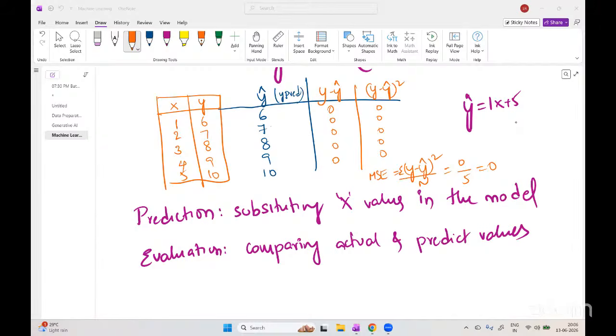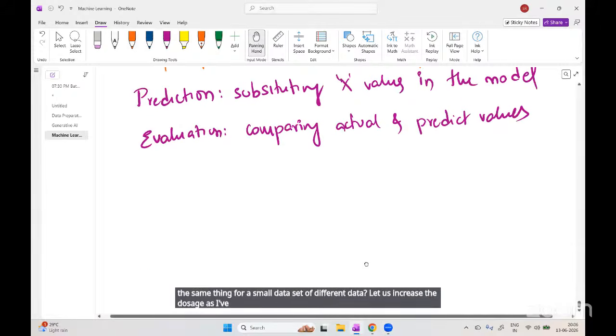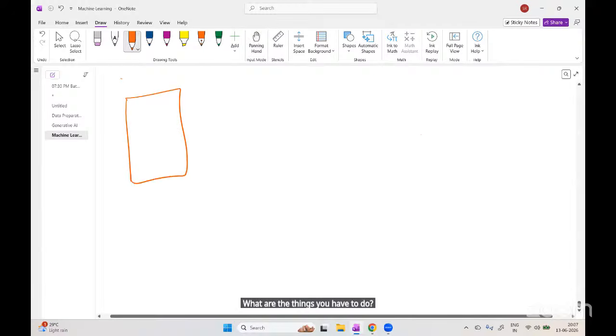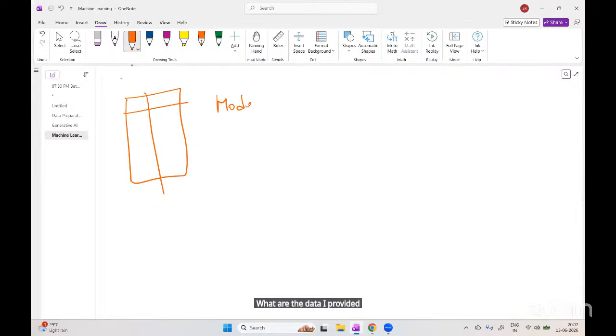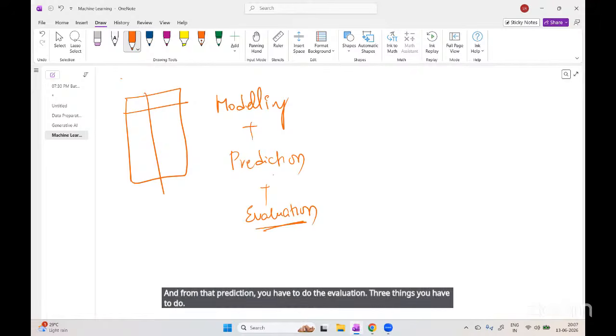So modeling, prediction, evaluation, three of them are clear. Now, can you do the same thing for a small data set of different data? Let us increase the dosage as I've told you now. What are the things you have to do? Modeling. You have to do the three things: modeling, prediction, and from that prediction, you have to do the evaluation. For evaluation, prediction is compulsory. For prediction, the first equation is compulsory.